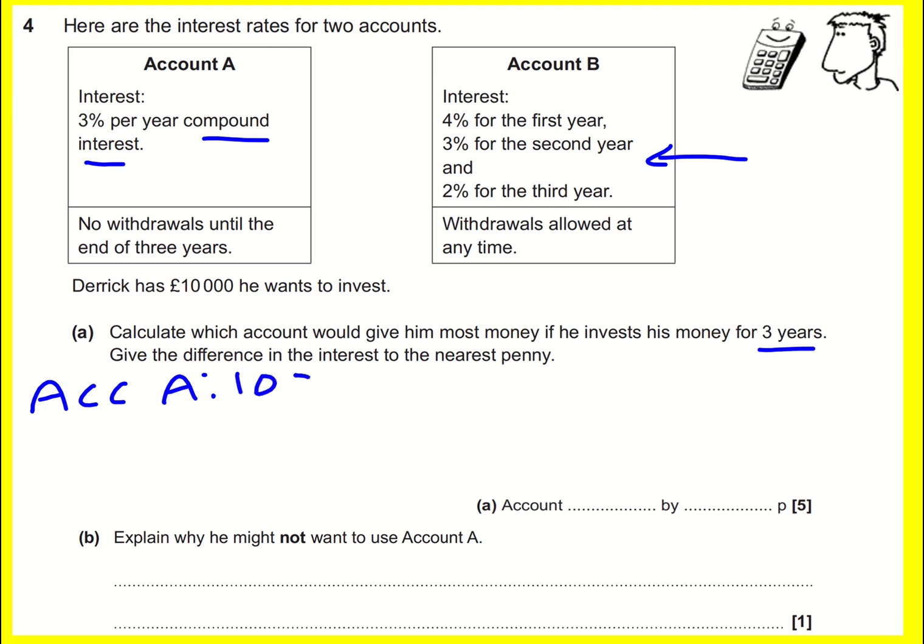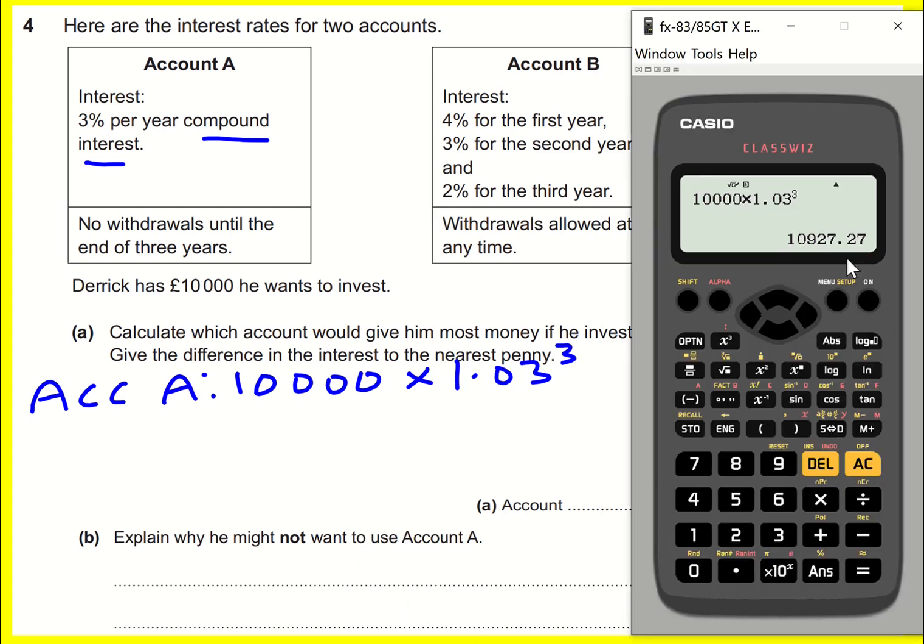A really good approach is to use the multiplier method. If I want to increase by 3%, I can simply times by 1.03, because 1.03 is 103%, and that's what I'll have at the end. And if I want to do it 3 times, I can just raise it to the power of 3. That's a very quick calculation, rather than finding 3%, adding it on, finding 3% of the new amount and adding it on, and so on.